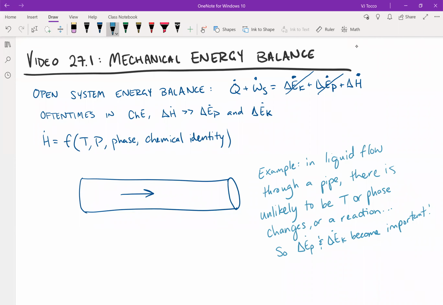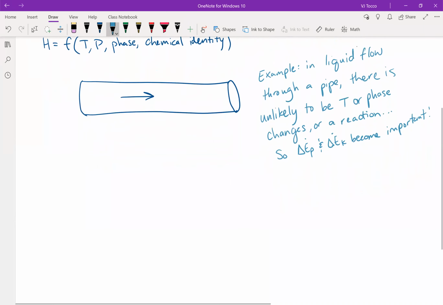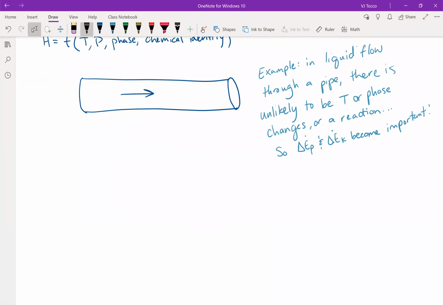Okay, so next let's take a look at the derivation. So I'm going to start with the open system energy balance as described above, and I will make substitutions to that based on the derivation procedure. So it's delta H dot plus delta EK dot plus delta EP dot is equal to Q plus shaft work. And if you remember in a previous video, I defined the thermodynamic quantity of enthalpy to be equal to U plus PV. So H is equal to U plus PV. This is something that you'll talk more about in your thermodynamics and your phase courses.